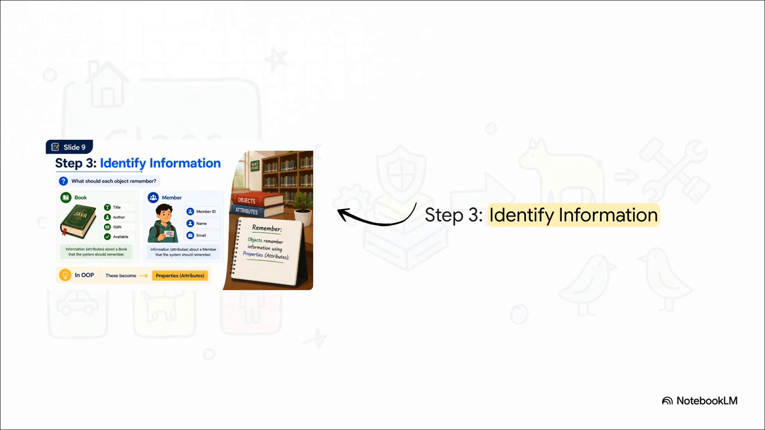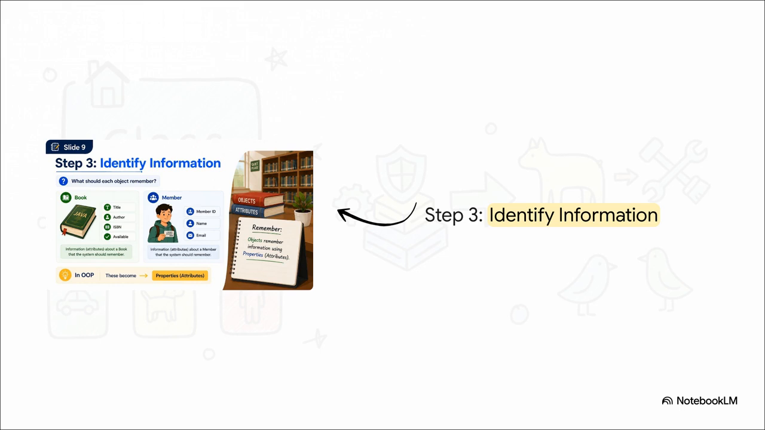And then step 3, identify information. What does each object need to remember about itself? A book object, for instance, needs to know its title, its author, its ISBN, and maybe if it's currently available. A member object needs to remember its member ID, its name, and its email. Objects hold on to this information using properties, which you might sometimes hear called attributes. So to quickly recap where we are, an object represents a real-world thing. It is packed with its own data, its properties, and it has its own actions, its methods.